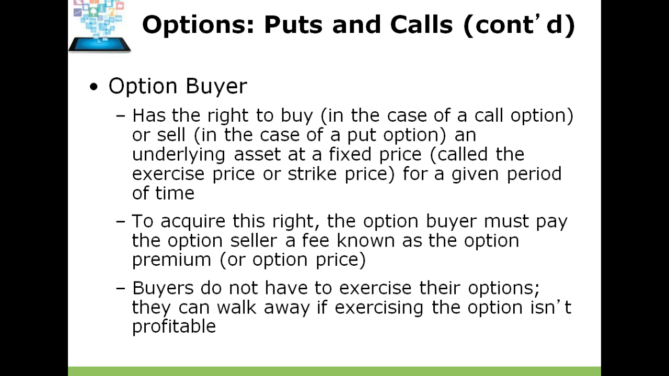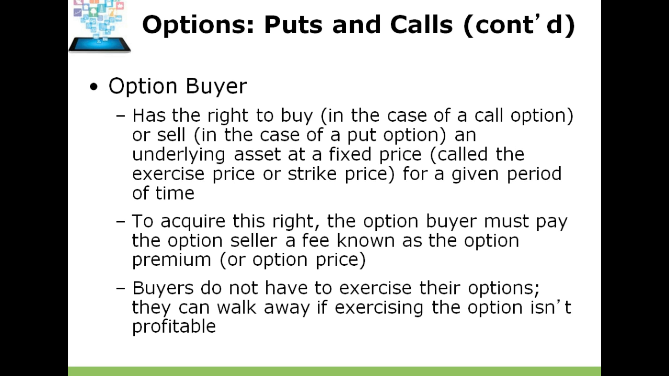Okay. So if you're an option buyer, that means you're buying the right to buy the stock at a certain price if it's a call option. If it's a put option, you're buying the option to sell the stock at a certain price. And you agree on a fixed price that you're going to be able to buy or sell the stock at, and that's called the exercise price or strike price. And that's only good for a given period of time.